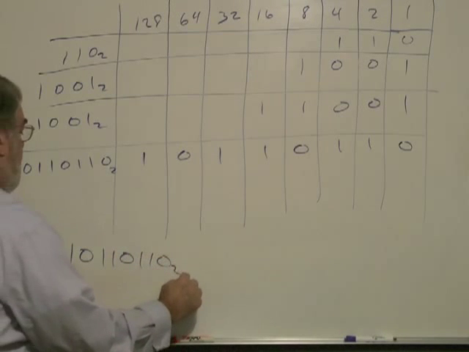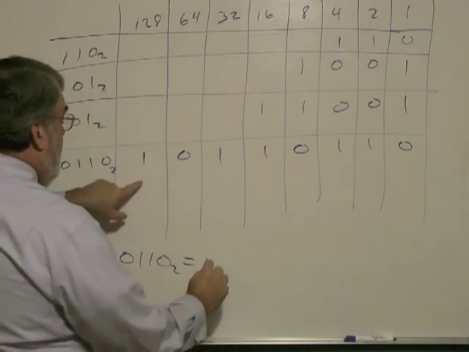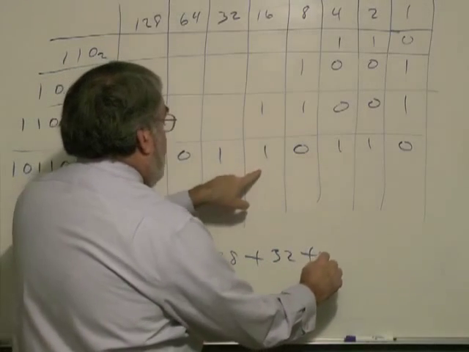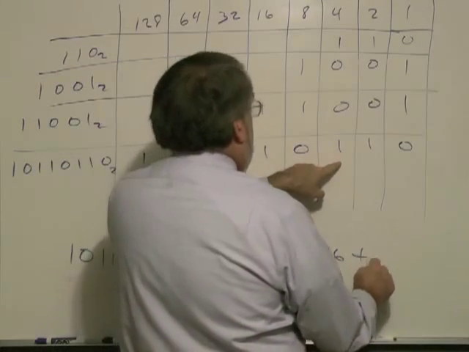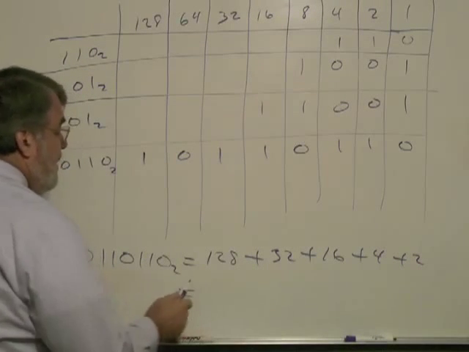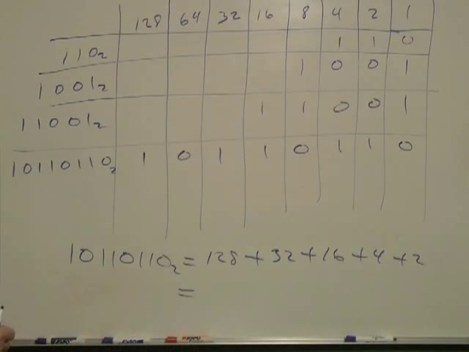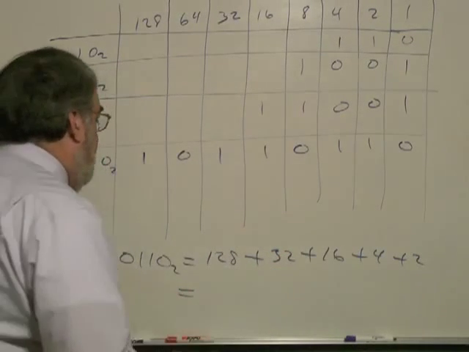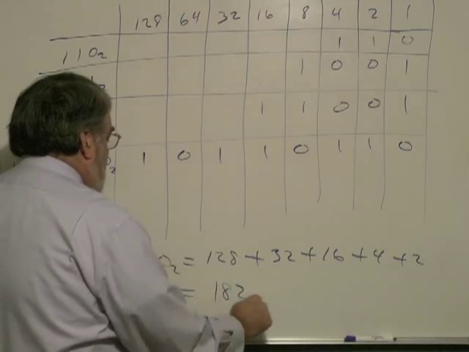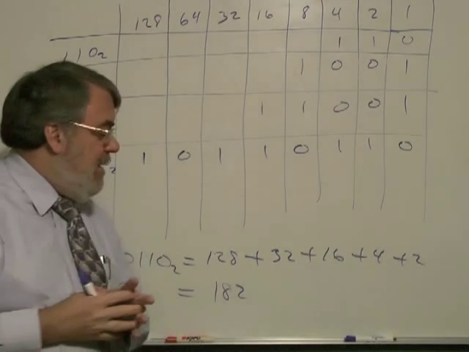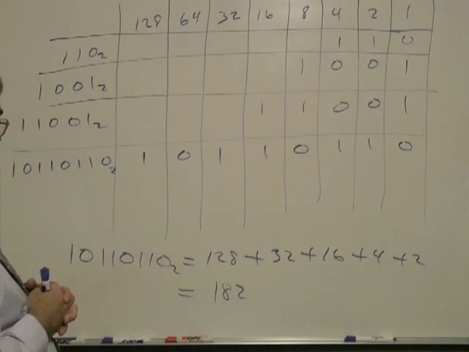will be 128 plus 32 plus 16 plus 4 plus 2. And so that adds up to, I don't know what that adds up to. Let's see, 160, 176, 180, 182. So if I did that right, that should be 182 in base 10. There you go.